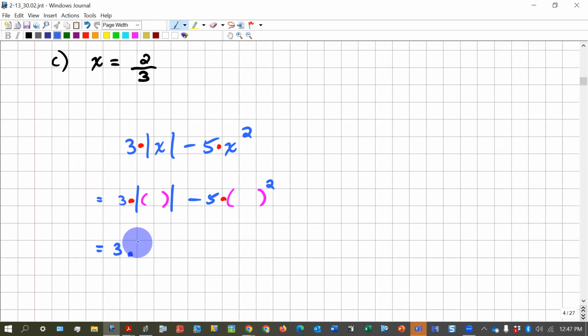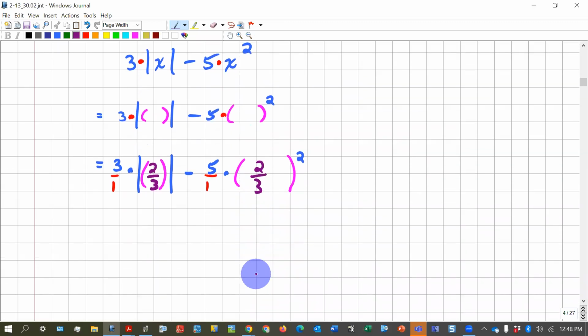When I'm ready to do that, I'm probably going to use 2 lines on my paper to write the fraction, 2/3. And I can think of the whole number 3 as 3/1 minus 5/1 times parentheses. And the whole parentheses is being raised to the second power. And I'm substituting in my fraction, 2/3.